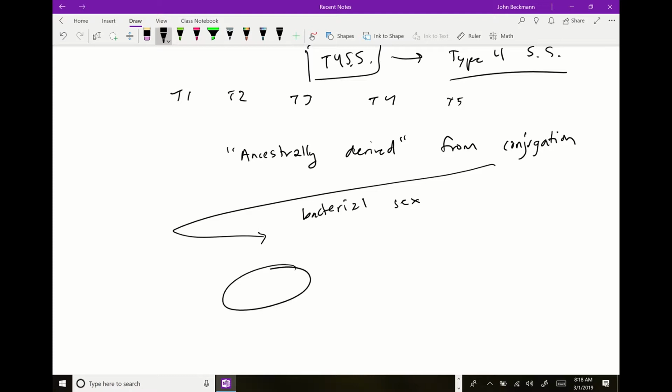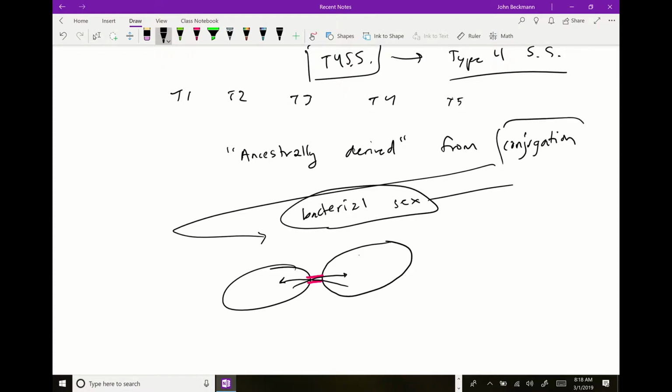So in conjugation, two bacteria will find each other. I'll draw this other bacteria further away. Two bacteria find each other, and conjugation machinery will turn on, and the conjugation machinery builds a little tube made of proteins, conjugation proteins, okay? And it connects the two bacteria, and then information can pass back and forth. So genetic information. So this is bacterial sex, this is conjugation.